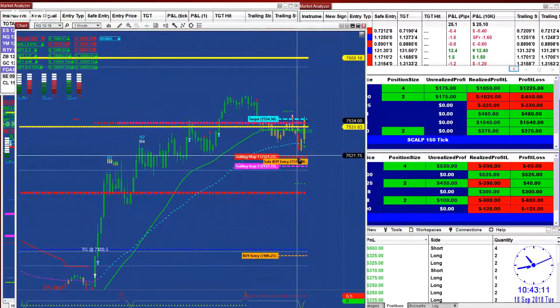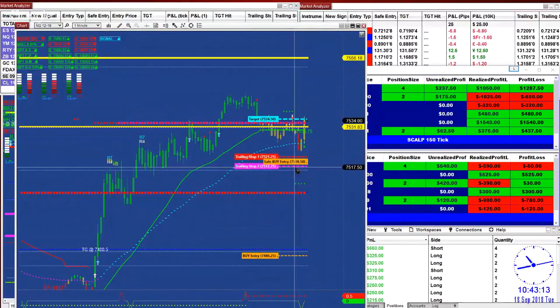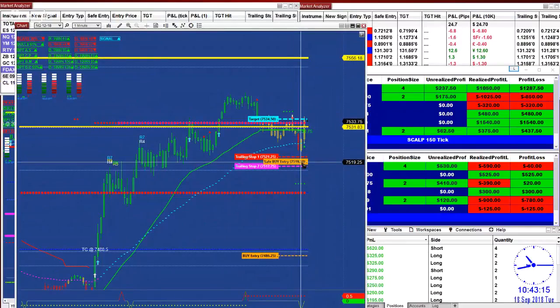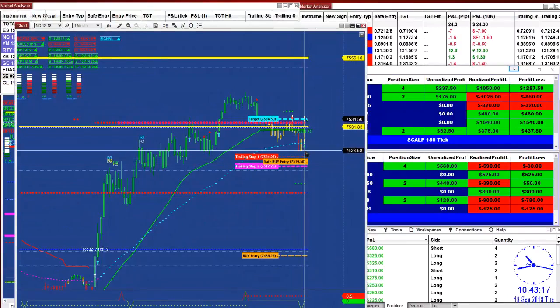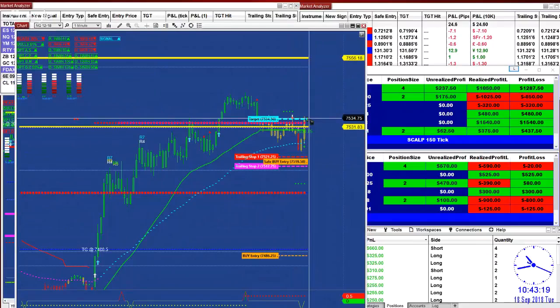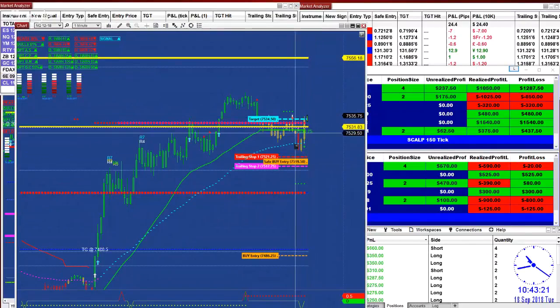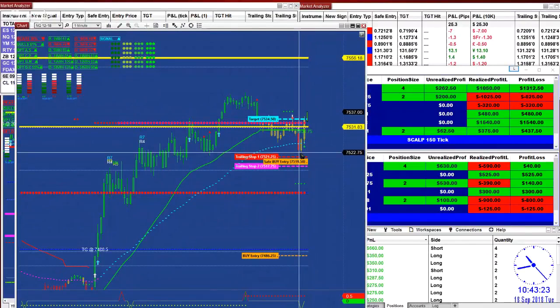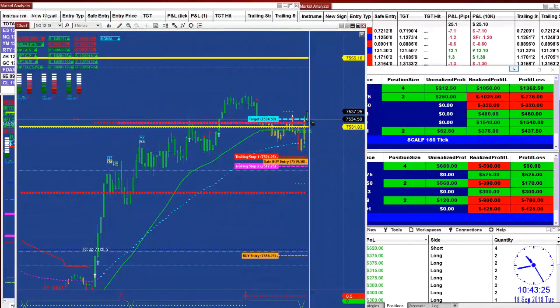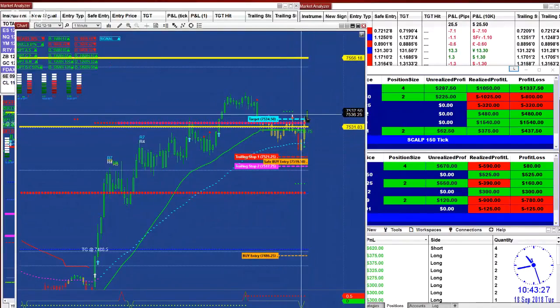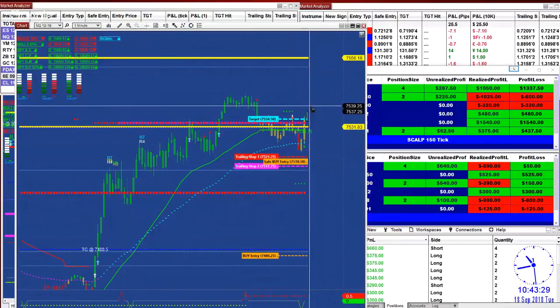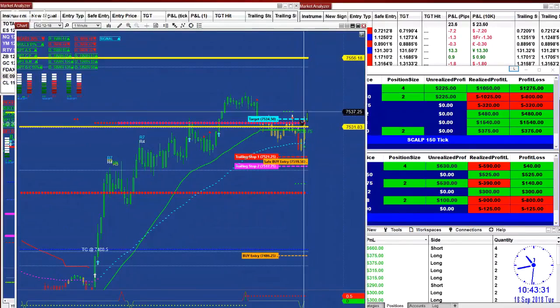This is your trailing stop one. This is your trailing stop two. This is your re-entry point. This is exactly the market doing what it's supposed to, pulling back, confirming to those areas. And now we are actually exceeding those areas, the potential areas.